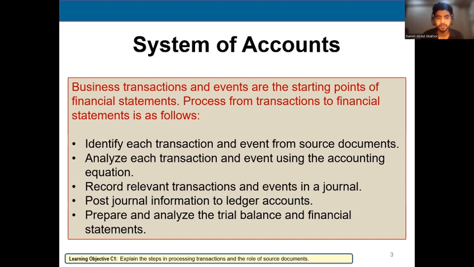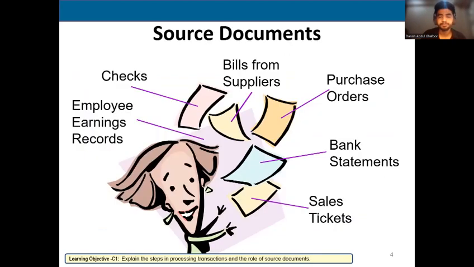So let's go through the process, which is: first of all, we will identify each transaction or event from the source documents. Every transaction will create a source document for you. From that source document, you can identify each transaction. After identifying, you can analyze each transaction. Later on, we record the transaction, and then we post those general journal entries to the ledger accounts. After the ledger accounts, we go to the trial balance and financial statements. All right. Moving towards the next slide.